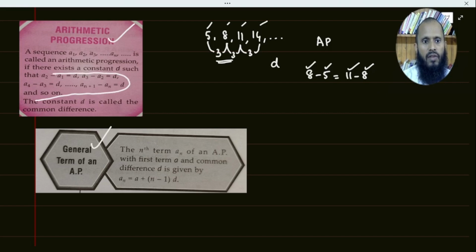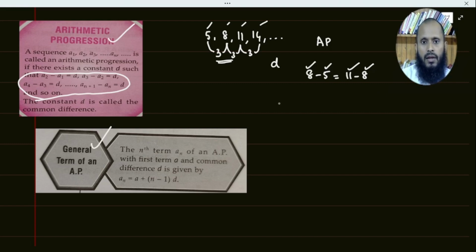In an AP, always A2 minus A1 will be equal to d, A3 minus A2 equal to d, A4 minus A3 equal to d, and so on. This you must keep in mind when basic questions related to the concept of AP are asked. Okay, that is all about AP, the definition and the concept. Now we will move to the general term of an AP.